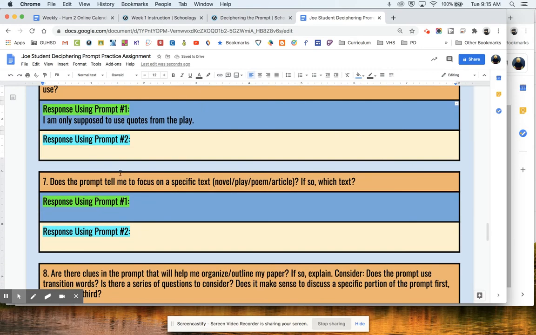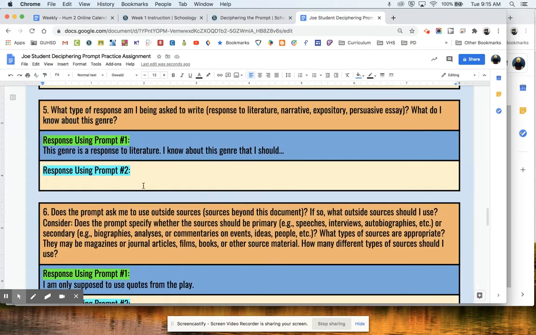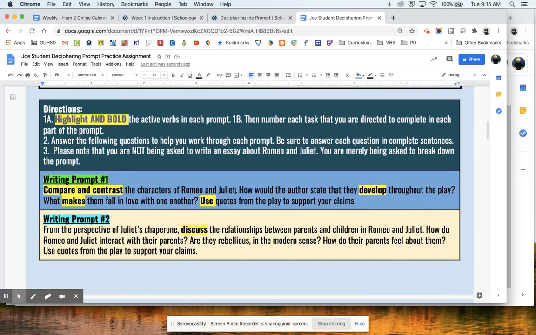play. You have to focus on a specific text. Yes, Romeo and Juliet. Are there clues in the prompt that help organize or outline the paper? Looking back at the assignment, you can see there are questions that follow. Again, they aren't particularly very good, but one paragraph could be on how they develop, maybe one paragraph on Romeo's development, one paragraph on Juliet's development, and then one paragraph about what makes them fall in love with one another.